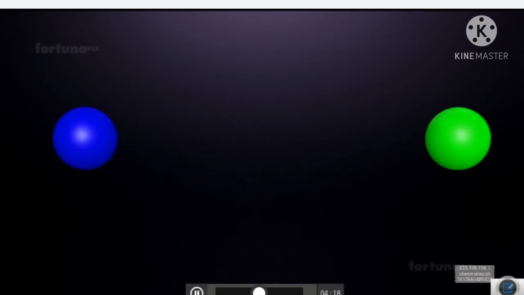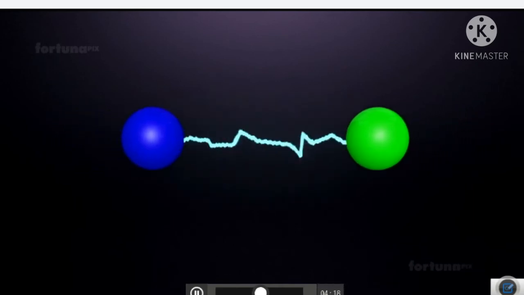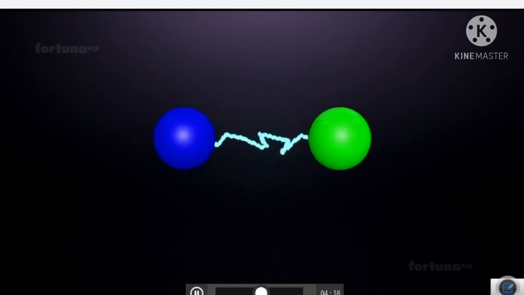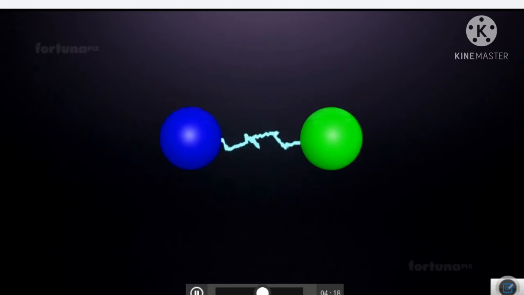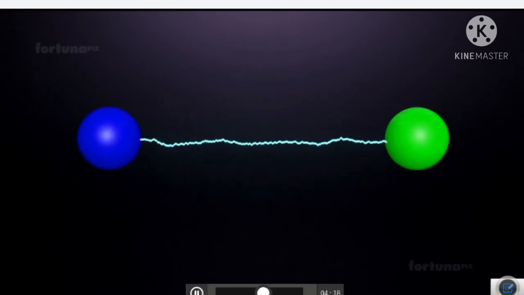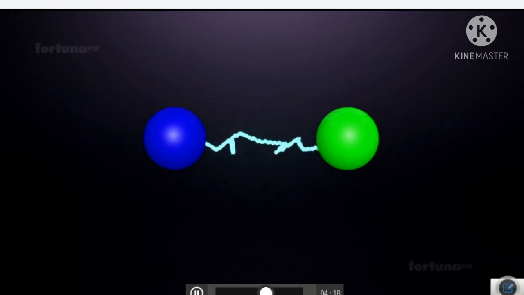Similarly, distance and force are inversely related. The greater the distance between the two objects, the weaker the force of attraction. If the distance between two objects is doubled, the force of attraction will be reduced to 1/4. If the distance is halved, the force of attraction will be quadrupled.